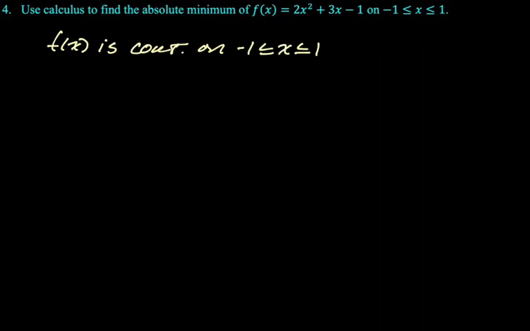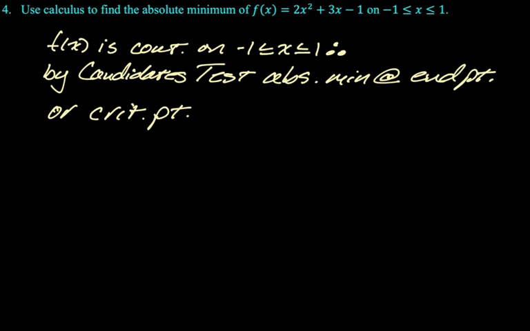So if you're continuous on an interval, then the absolute max and min must occur at either an endpoint or a critical point. So I'm going to write that down. By the candidates test, absolute min at an endpoint or a critical point. I now need to find the critical points. So I need f prime for that. So f prime is going to be 4x. Oh, 4x. Uh-oh. Did I make this problem easier than it should have been? I think I did by making a mistake.